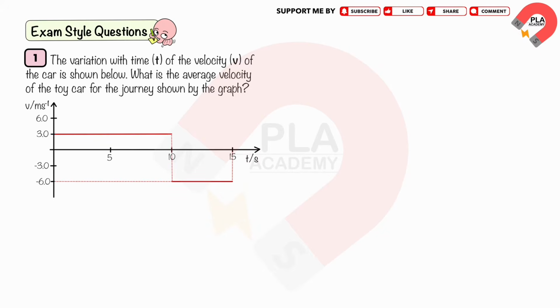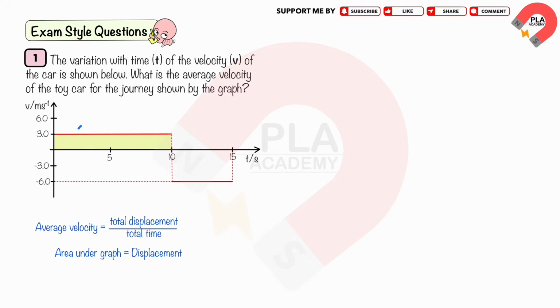Exam-style question. Question 1. The variation with time, t, of the velocity, v, of the car is shown below. What is the average velocity of the toy car for the journey shown by the graph? Average velocity is calculated by dividing total displacement by total time. The total displacement is equal to the net area under the velocity time graph.